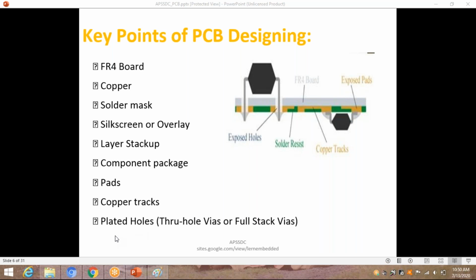Okay, last one, plated holes. Through hole vias, full stack vias. Okay, you will be knowing what is a vias. I will explain you later when the topic comes. Vias is an electrical connection between layers. Okay, you will be knowing that.